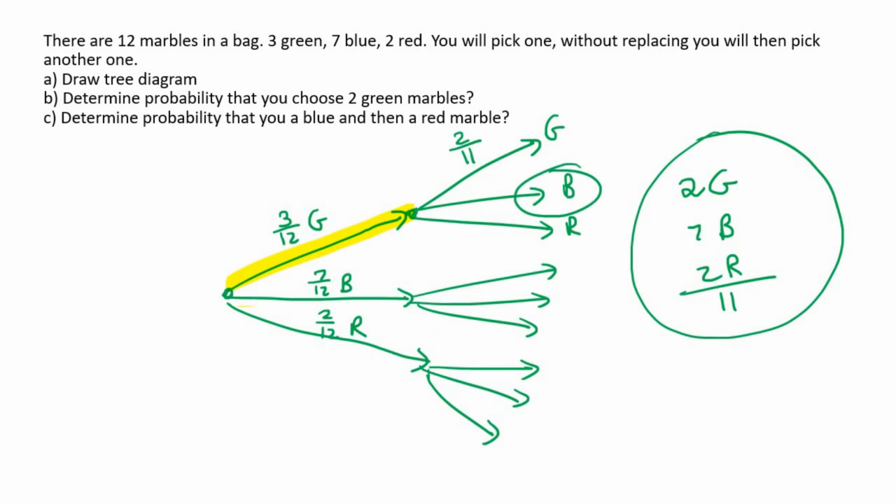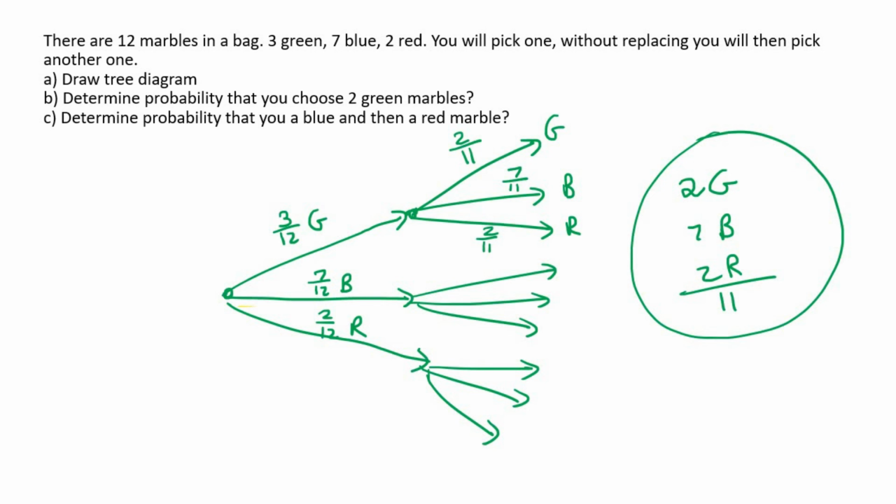To pick a blue, now you've got to be careful. Because you went this way, it means you haven't touched the blues yet, so there are still 7 blues. So you say 7 out of 11. And you haven't touched the red, so that'll still be 2 out of 11. That's quite challenging to understand. I know students struggle with that at first, so you might want to pause, think about that, rewind, and watch that a few times until it makes sense.